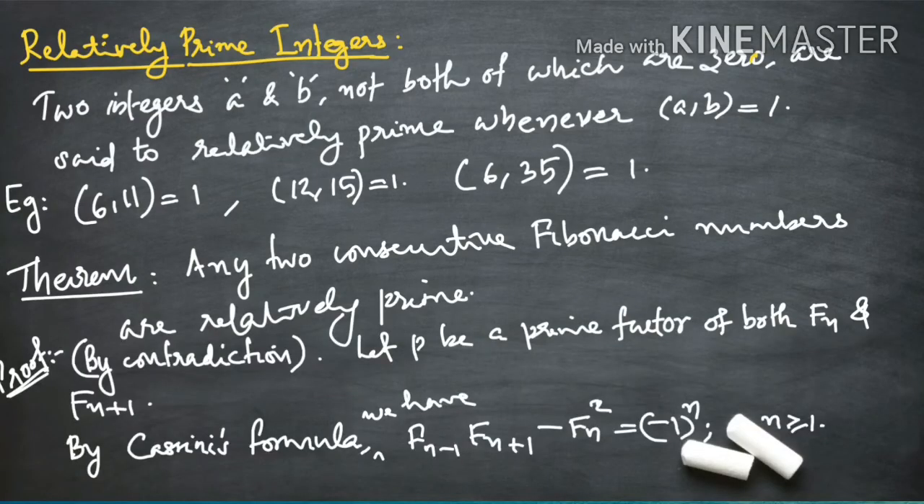In this lecture, we will continue our discussion about the greatest common divisor. Today, we are going to discuss relatively prime integers and their related identities. Two integers a and b, not both of which are 0, are said to be relatively prime whenever their GCD, greatest common divisor, is equal to 1.